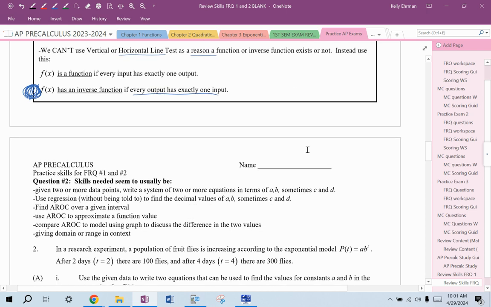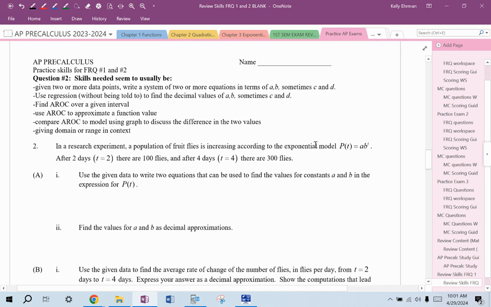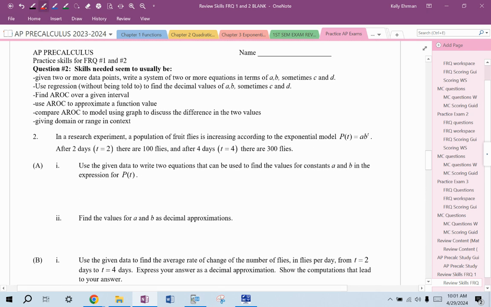All right, what about question 2? Question 2, again, is still a calculator question. And in this question, they start by giving us either some data points or a table with data points. And the first thing we always have to do is write a certain number of equations that are in terms of A and B, or maybe A, B, and C, or sometimes they'll give us 4. We haven't seen that yet, but sometimes they could give us a D as well. Let's take a look at that.